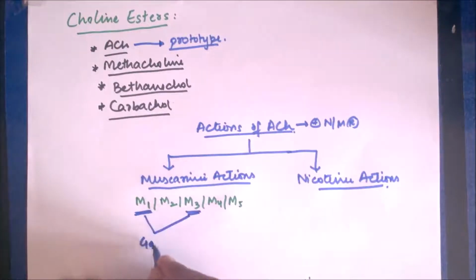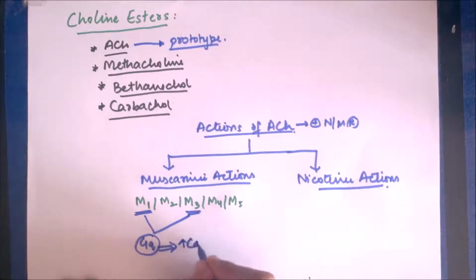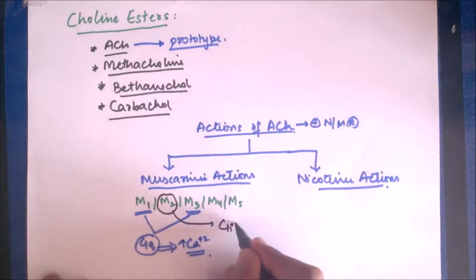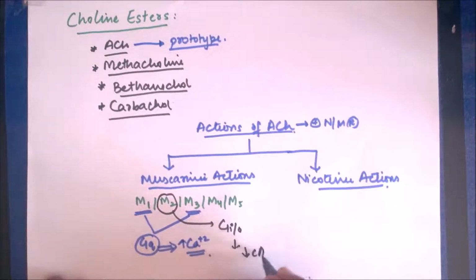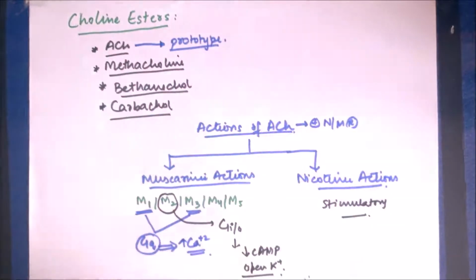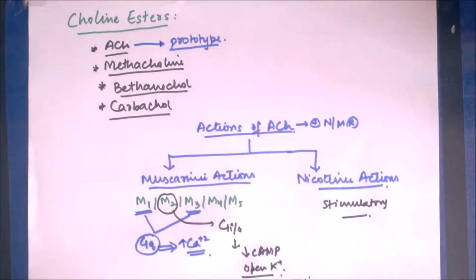As you know, M1 and M3 are Gq subtype of G protein coupled receptors. Their stimulation results in increase in intracellular calcium, which produces the effect. And M2 receptor is an inhibitory type of G protein coupled receptor. It decreases cyclic AMP and opens potassium channels, which produces inhibitory effect. And nicotinic receptors are basically sodium channels, so they produce stimulatory effect.